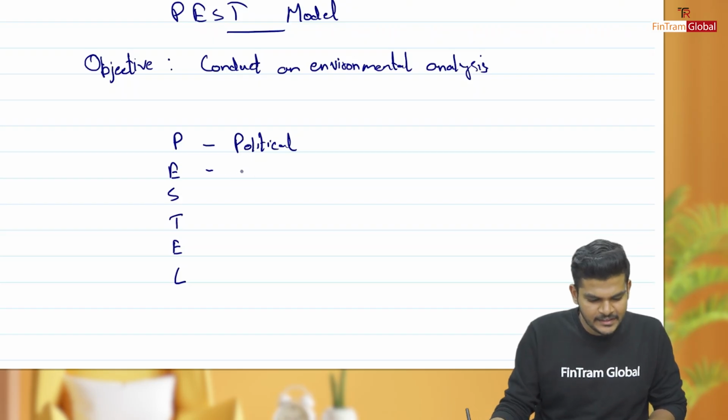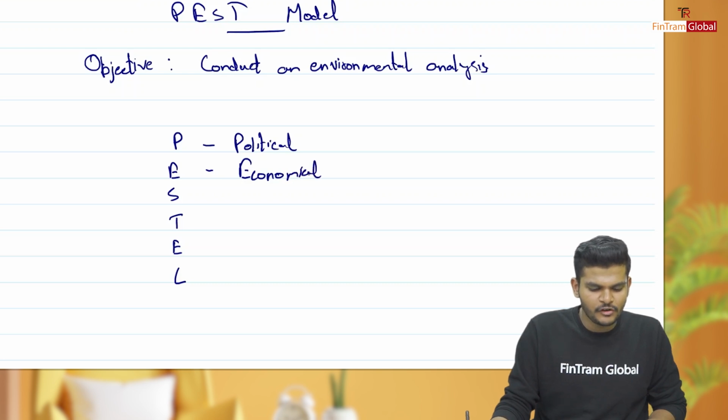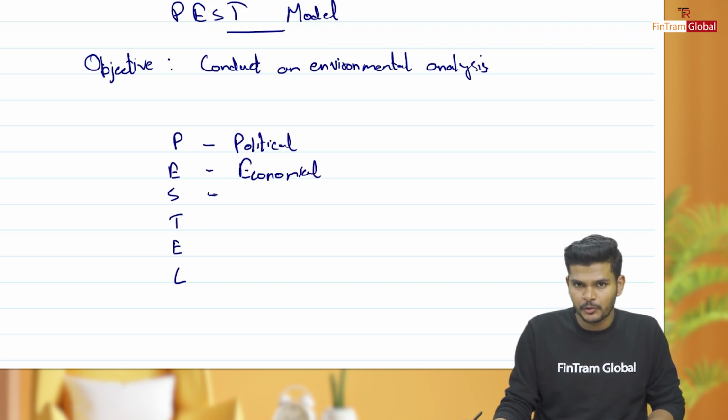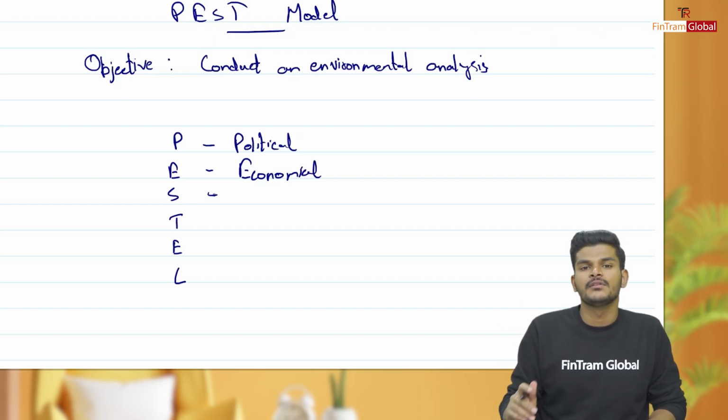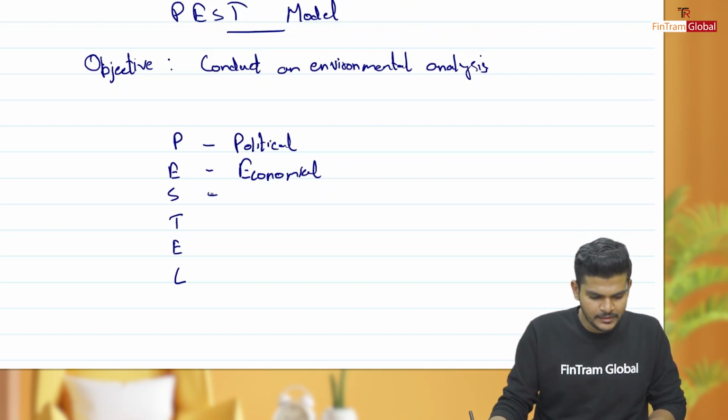And then E is basically for the economical aspects, such as the monetary policy, the interest rates, the foreign exchange fluctuation rates, right? All these things come under economical. And then there's the social.